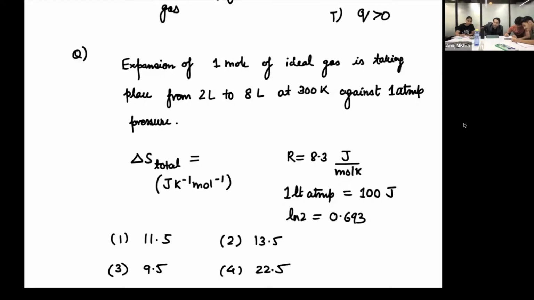So is temperature also constant? Whatever is written is all there is, now you think about it. Constant at 300 Kelvin means it is constant. Expansion of one mole of ideal gas is taking place from 2 to 8 at 300 Kelvin against 1 atmospheric pressure.